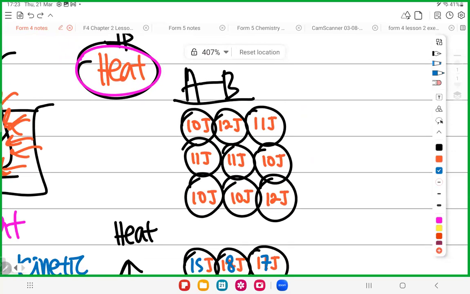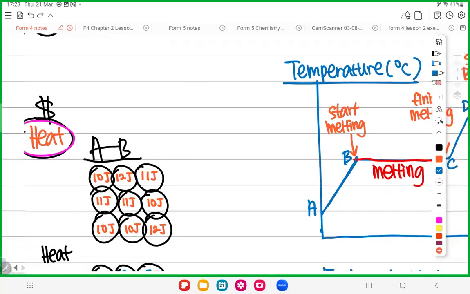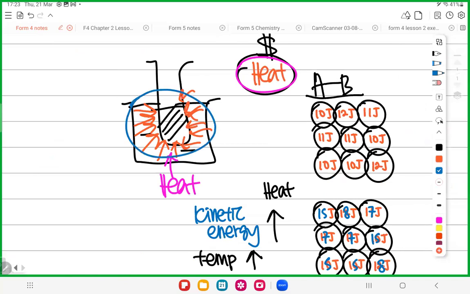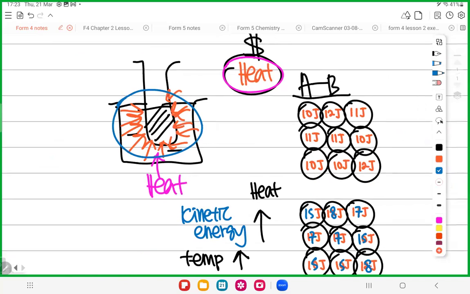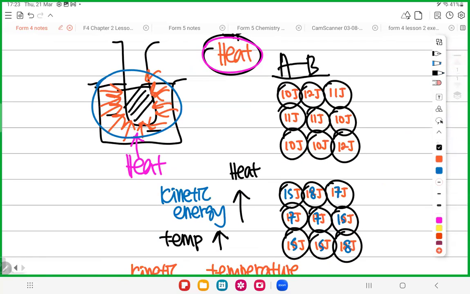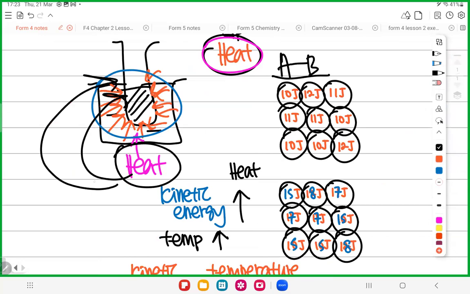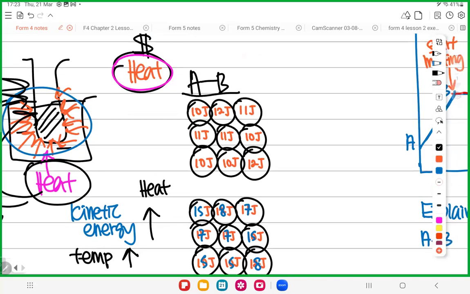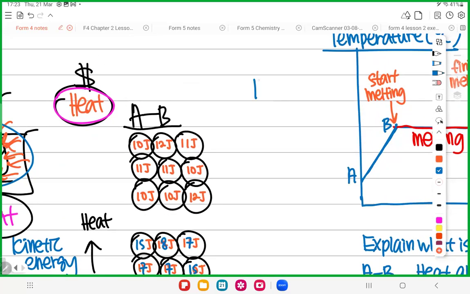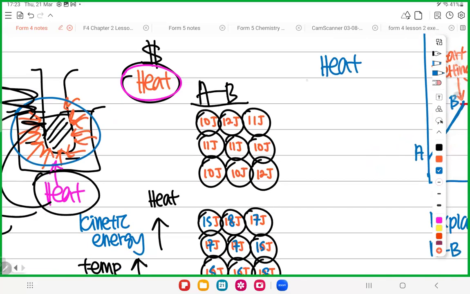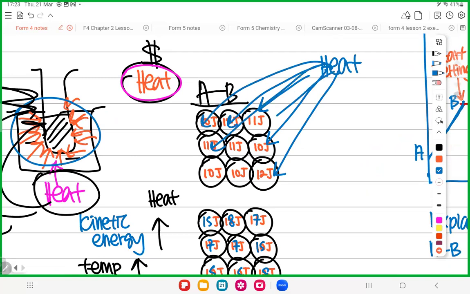Okay, now what happened, guys? We are heating the solid, right? Now we heat the solid. When you heat the solid, what happened? All the heat is absorbed. When you heat something, the heat is absorbed. The heat goes in. So when the heat goes in, what happened? Guys, look at here. This is the heat. Heat goes inside, and inside, and inside.